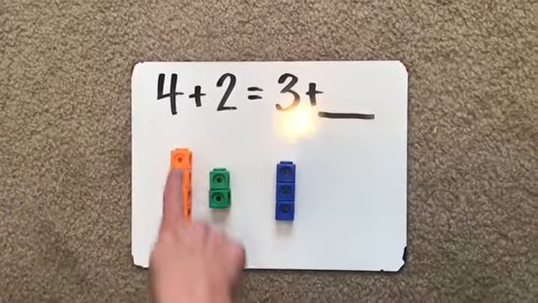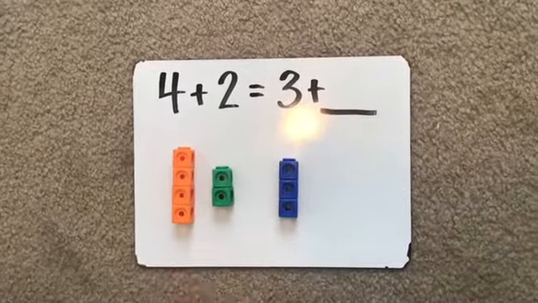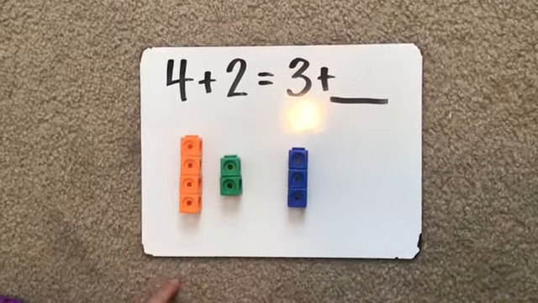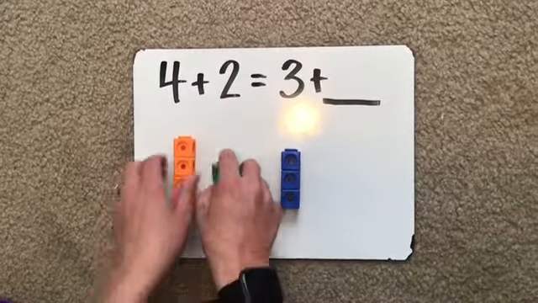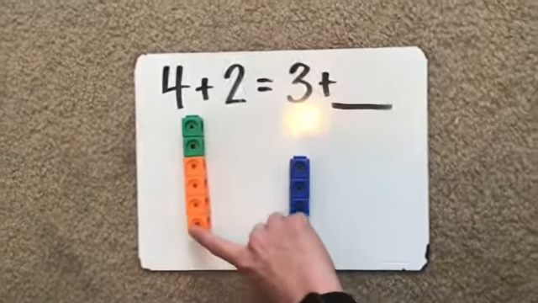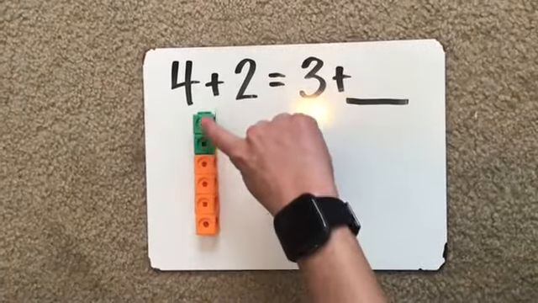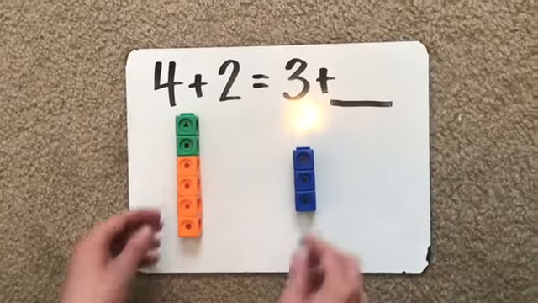This equation says 4 plus 2 equals 3 plus blank. On this side, I know I have to add 4, 1, 2, 3, 4, plus 2, 1, 2. If I put those together, I get 1, 2, 3, 4, 5, 6. On this side, I only have 3.